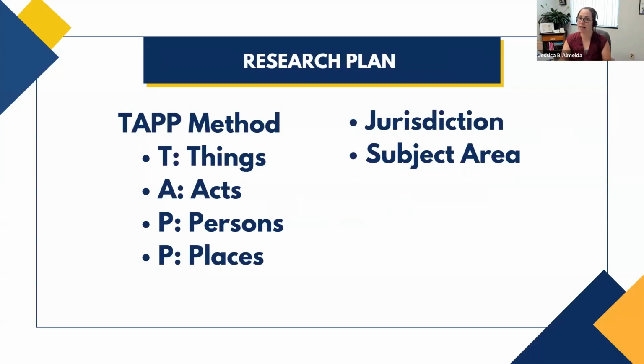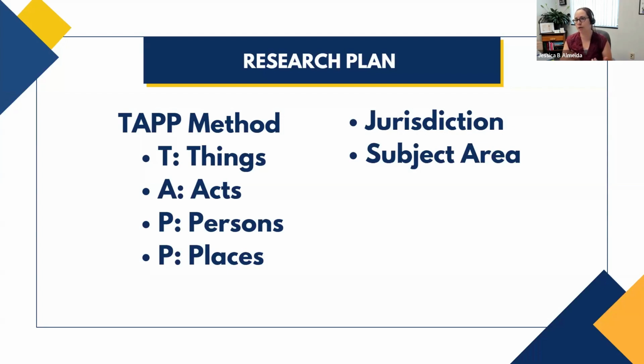Before I jump into Westlaw and Lexis, the first thing I think about is a research plan. Today, I'm going to talk about the TAP method. It's just a way of generating keywords. So think about the things, the acts, the persons, and the places that are in your research problem. And that'll help you generate some keywords. Don't forget to think about synonyms as well.